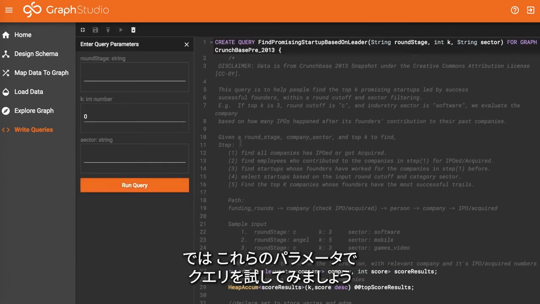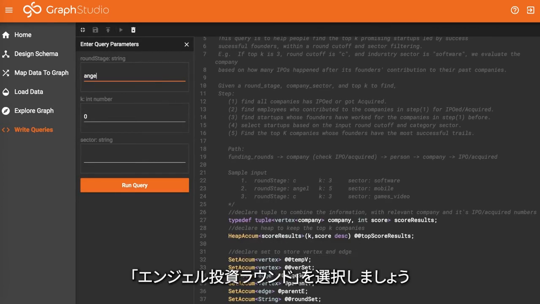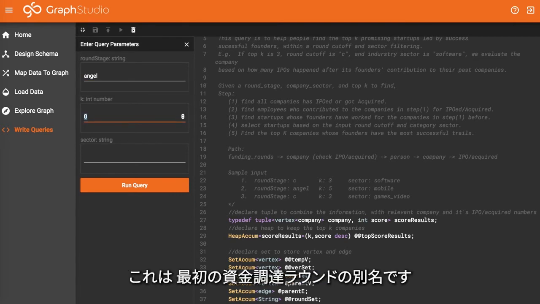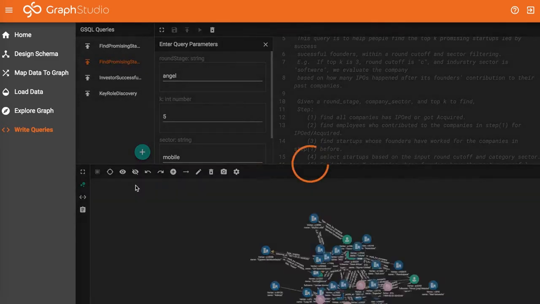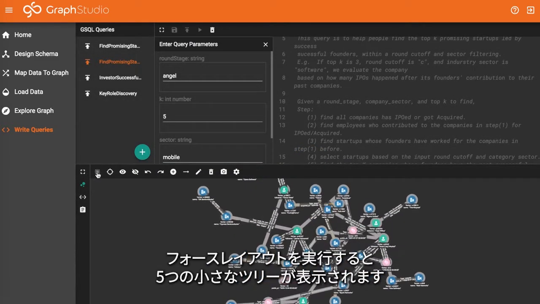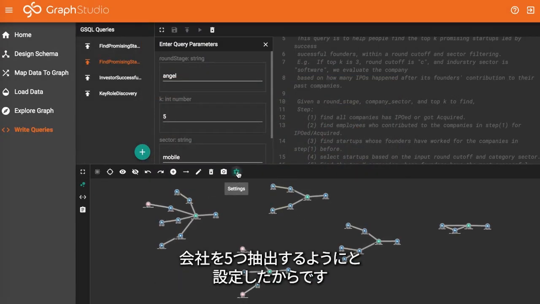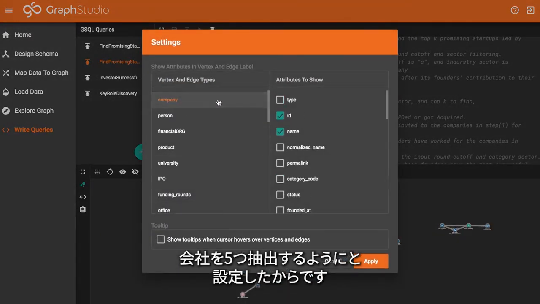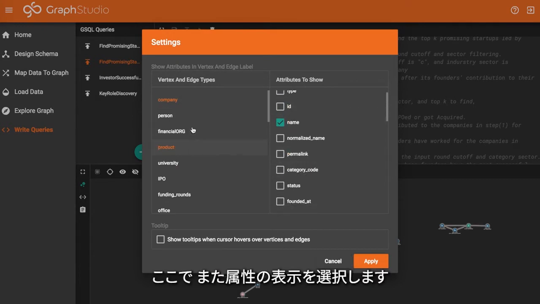So let's try an example with these parameters. We will select angel investing round, that is the very first one, top 5 companies, and the mobile sector. And when we run the force layout, we get these 5 little trees, and that's because we designated 5 companies. So we will choose some attributes to display.